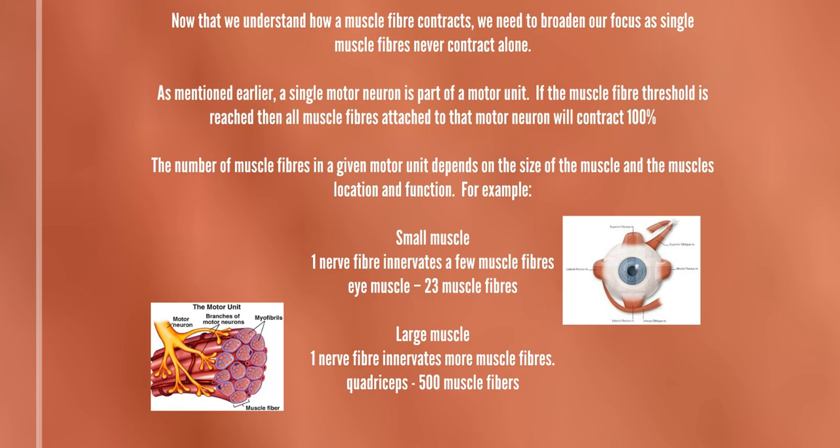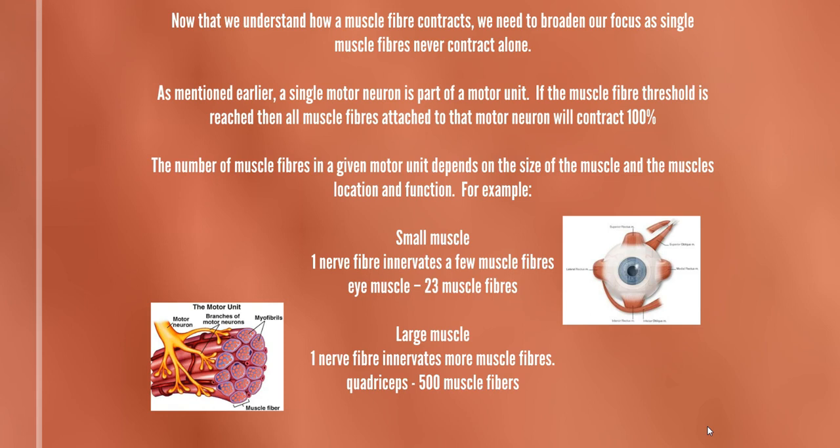If we look at the picture down here, we can see here's a motor unit with one motor neuron, and all of the muscle fibers that are attached to that motor neuron will of course fire if the threshold is reached. Now each motor unit has its own threshold, and if the electrical stimulus is enough to reach that threshold, then all of the muscle fibers found within that motor unit will fire with 100% force.